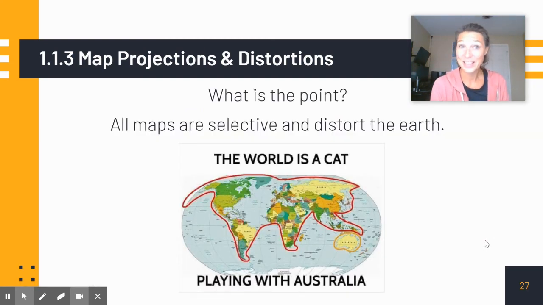And this is it, right? So what is the whole point? The whole point of at least this last part is that all maps are selective and distorted. They all have bias in some way. The map maker has to make a decision on what they want to distort and for what purpose.